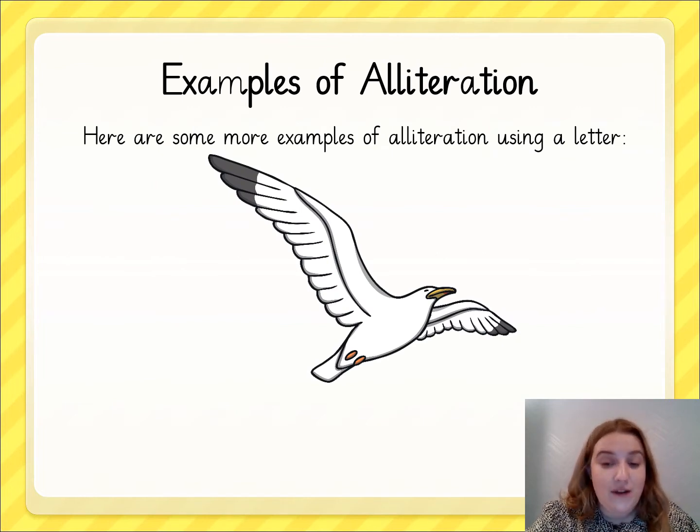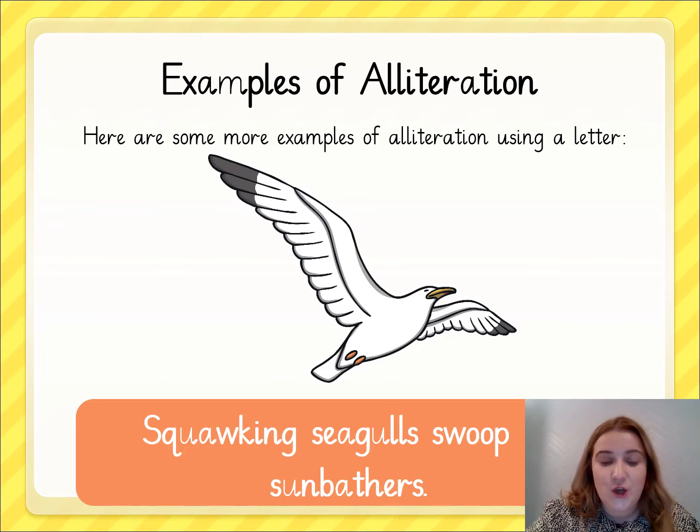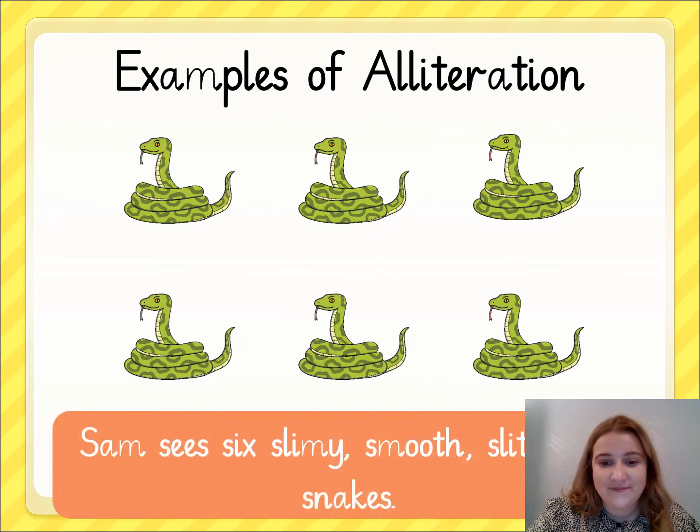Here are some more examples of alliteration using a letter. Squawking seagulls swoop sunbathers. Sam sees 6 slimy, smooth, slithering snakes.